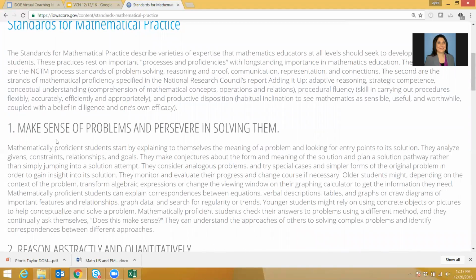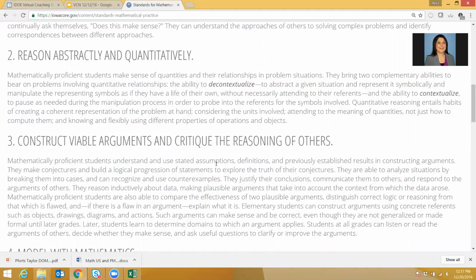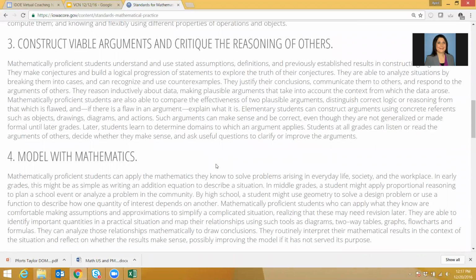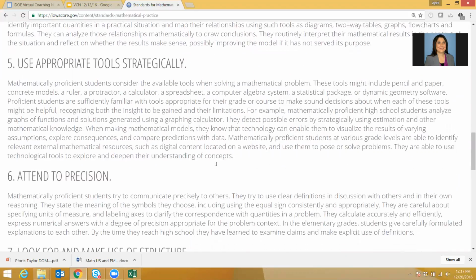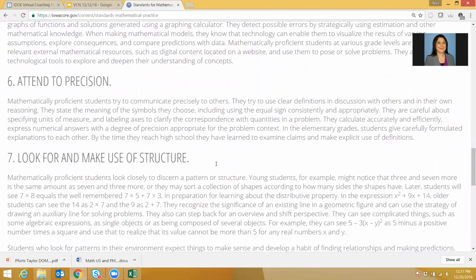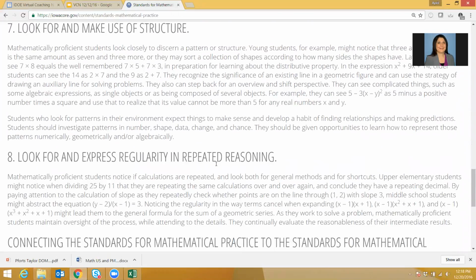We've got make sense of problems and persevere in solving them, reason abstractly and quantitatively, construct viable arguments and critique the reasoning of others, model with mathematics, use appropriate tools strategically, attend to precision, look for and make use of structure, look for and express regularity in repeated reasoning.